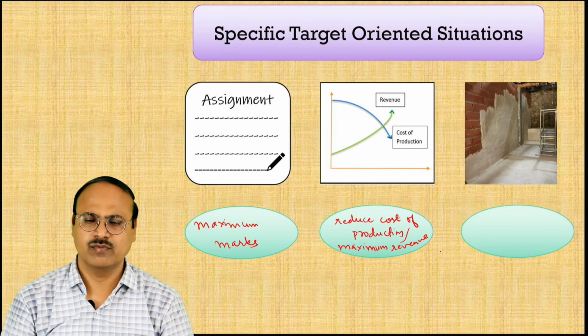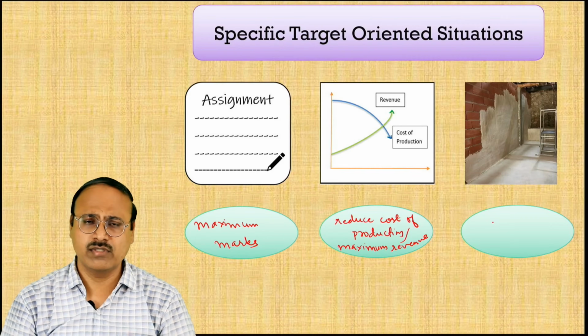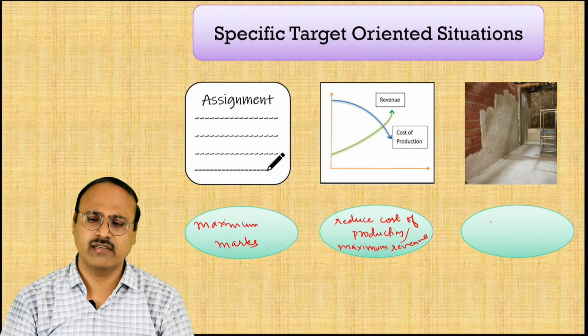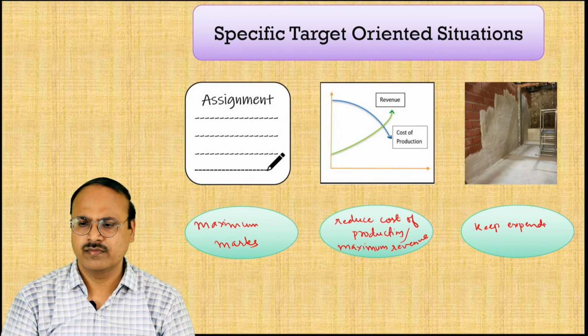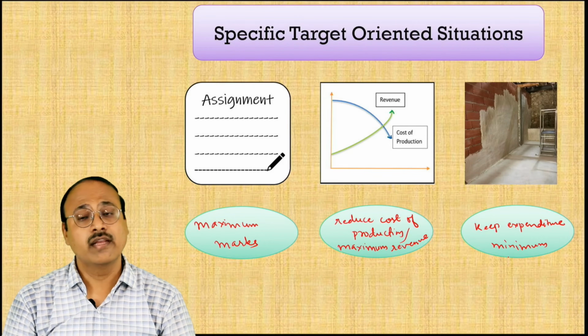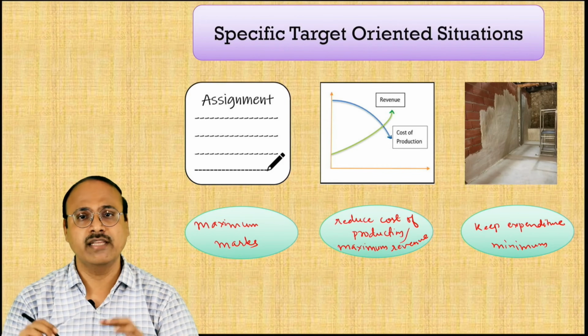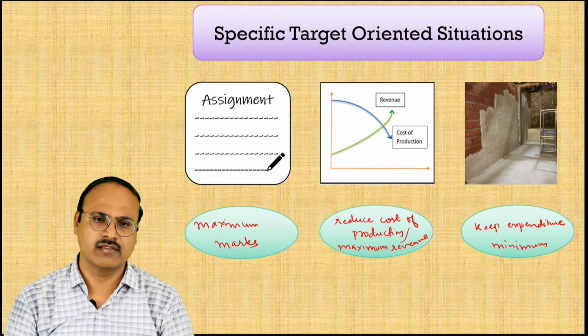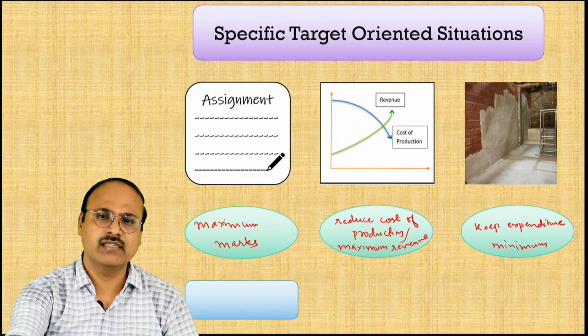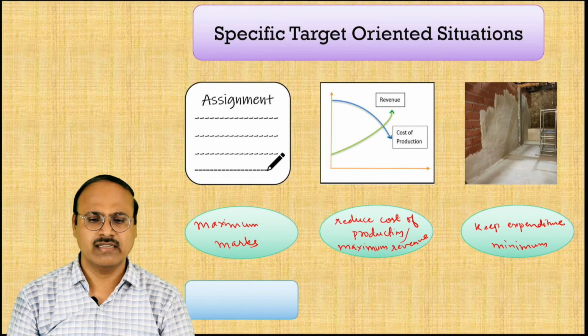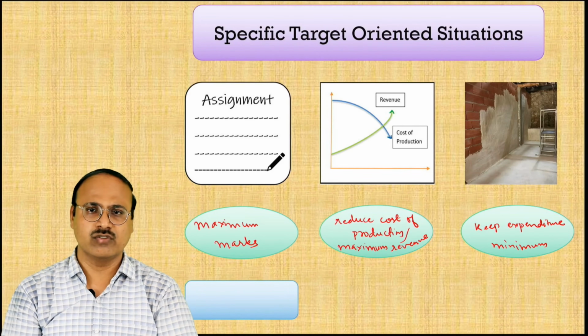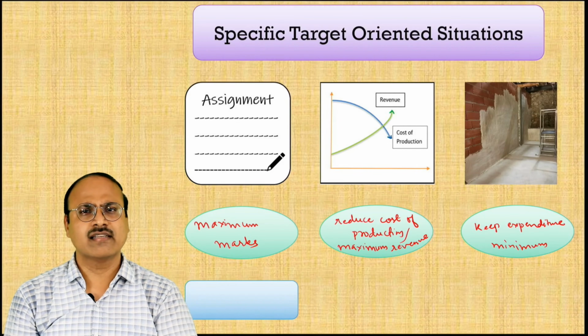Similarly, in the third example, when the family would like to do the renovation, what would be their objective or target? Their objective can be to keep expenditure minimum. It can also be to have maximum things renovated. So that also can be one of the targets. Now this is one common thing in all these three examples. In addition to this, there is something else which is common. What is that? The other thing which is common is the limitations, or let us call them constraints.